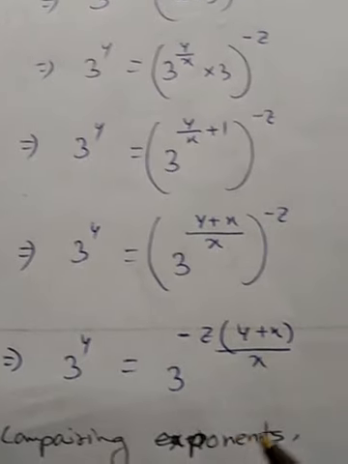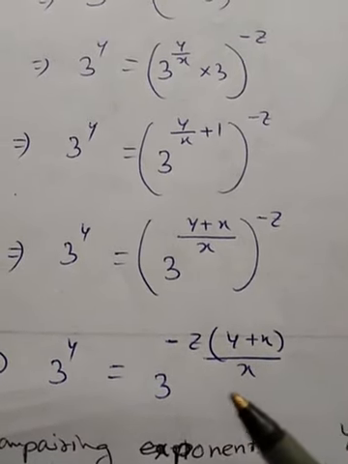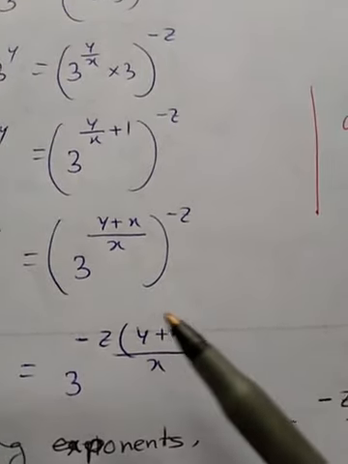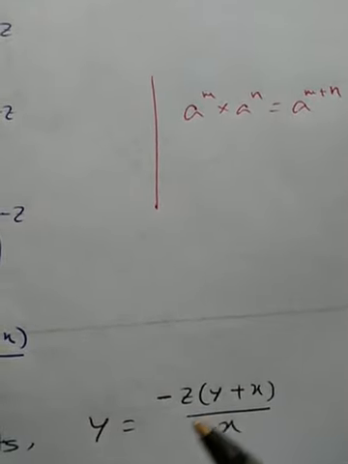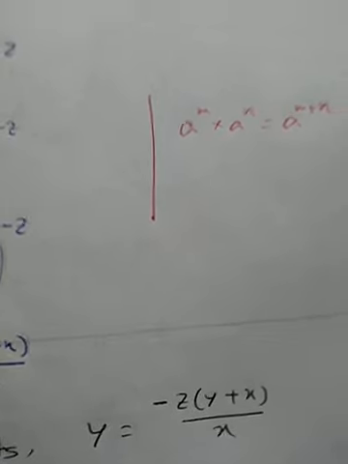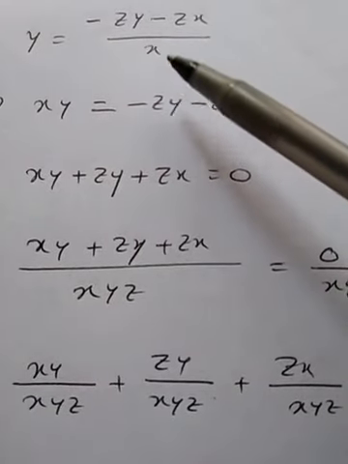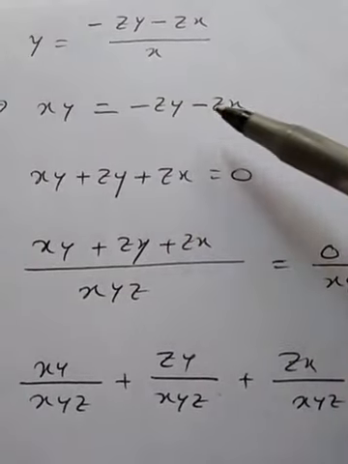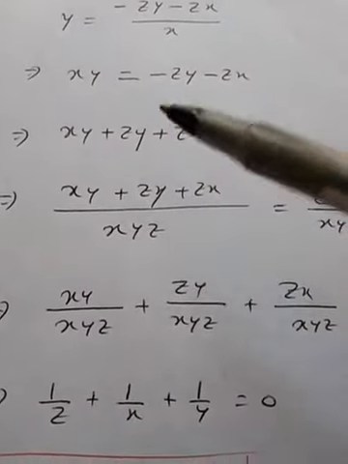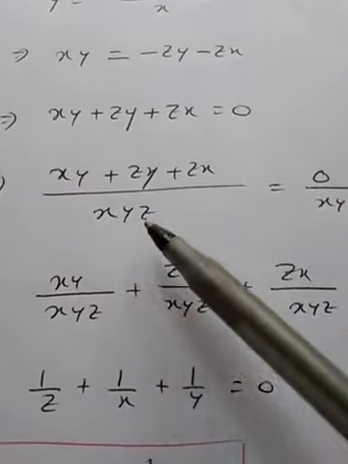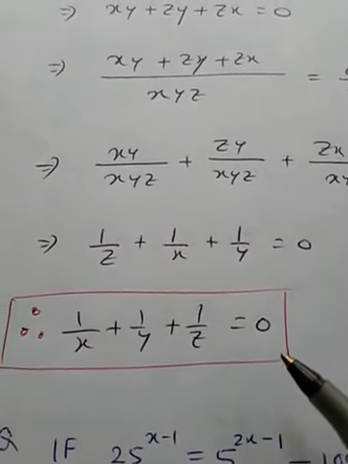Now comparing the exponents, we can write y equals to this much. Then we will get this relation, x will be multiplied with y. Then here x is multiplied with y. We have got this relation, converted all to the left side. Now to get the answer, we are dividing all terms by xyz. Then we will get this relation, and this is the required answer.